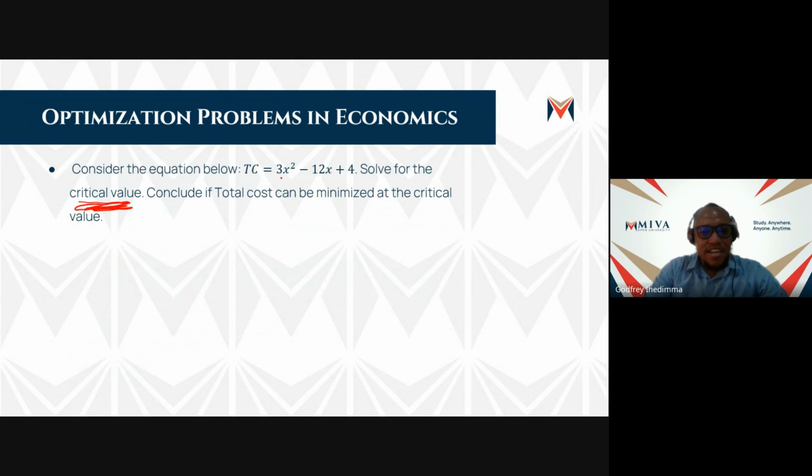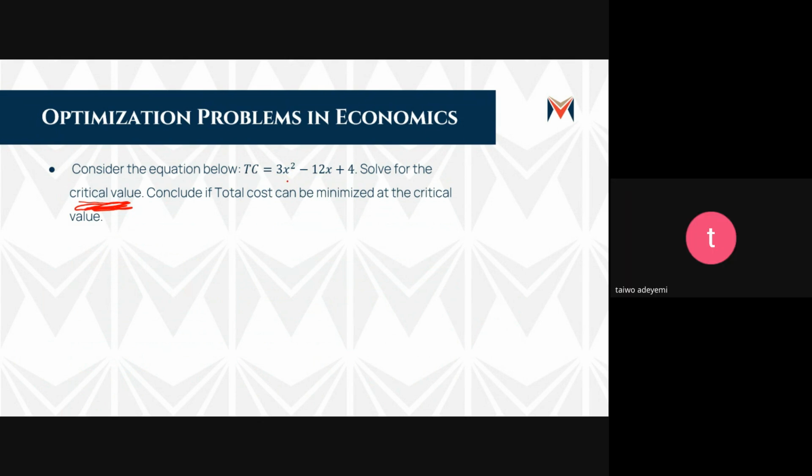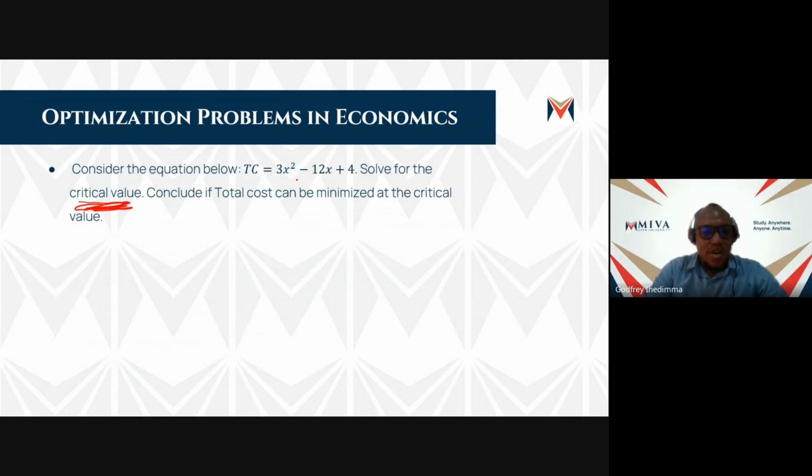If this were to be a minimum function, what is the value of x that will make this be the lowest value? Or if this were to be a maximum function, what is the value of x that will make it a maximum function? How do we get that value? We say, using the first order condition, and that says dy/dx should be equal to zero.